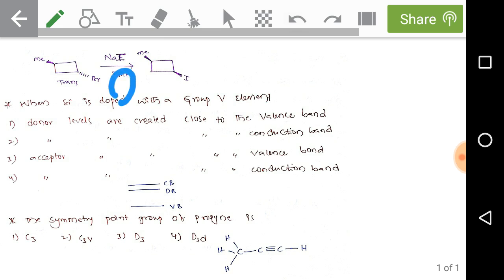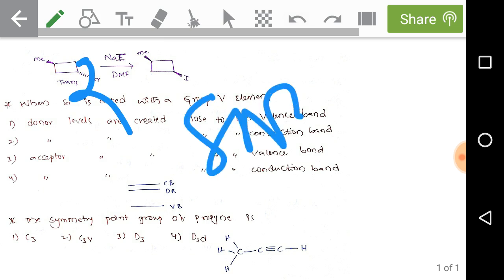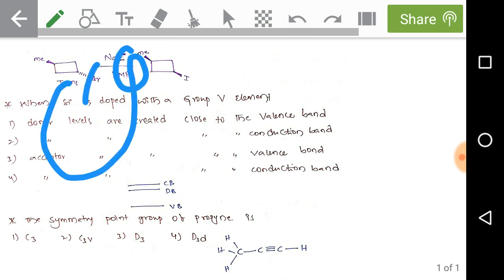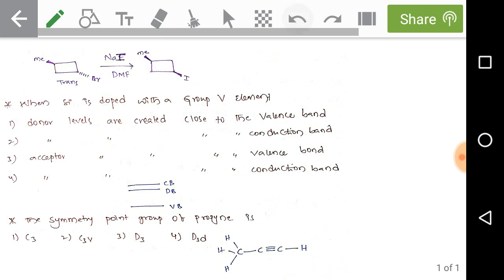So with an aprotic polar solvent, a strong nucleophile, that is I minus, and a secondary halide, the SN2 reaction is more possible. In an SN2 reaction, the attack of the nucleophile and the departure of the leaving group take place at the same time, and the attack should be from the opposite side to the leaving group. So that's why here you can get iodine and the methyl group on the same side.